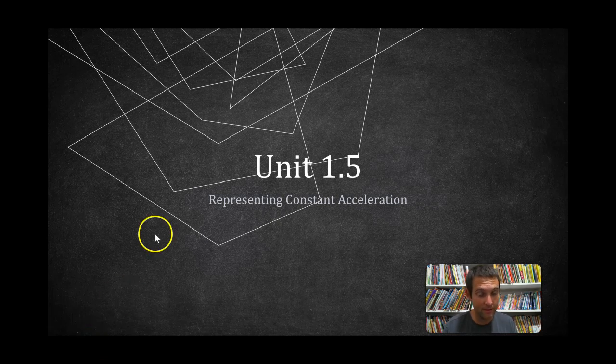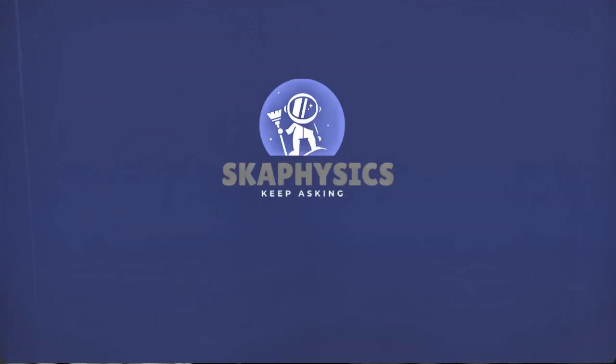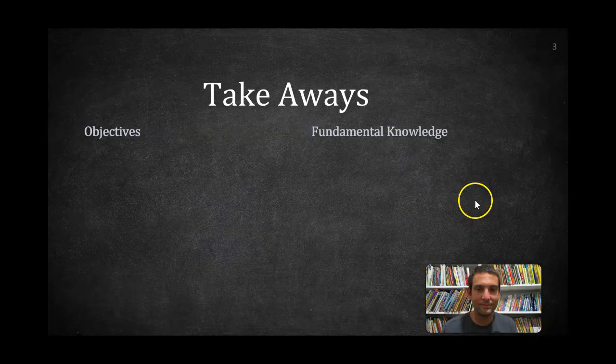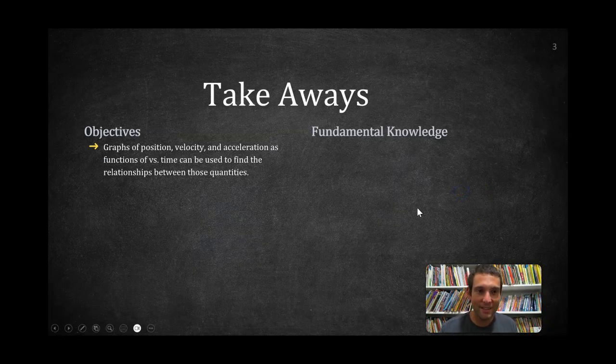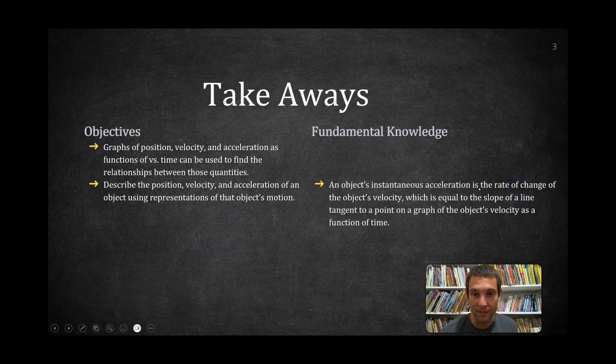Representing constant acceleration. By the end of this lesson, we'll be a lot more proficient in graphing and dealing with position, velocity, and acceleration, all as functions of time, that can be used to find the relationship between those quantities. We'll be able to describe the position, velocity, and acceleration of an object using representations of that object's motion.